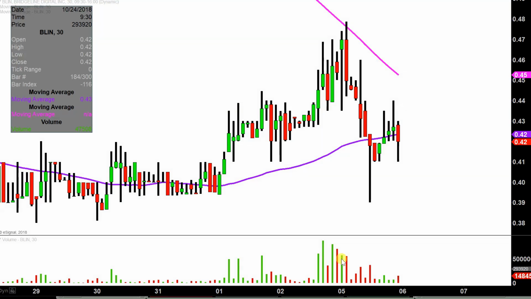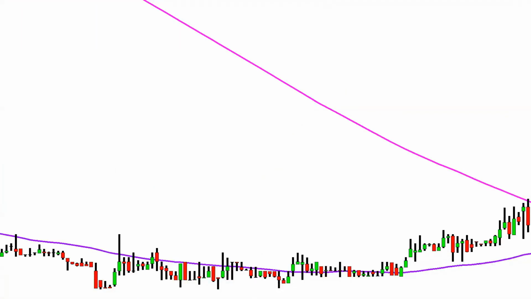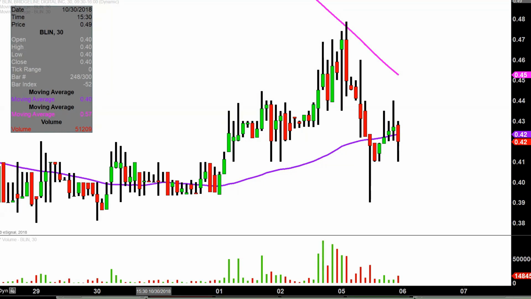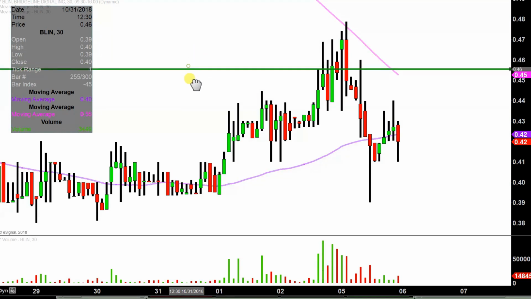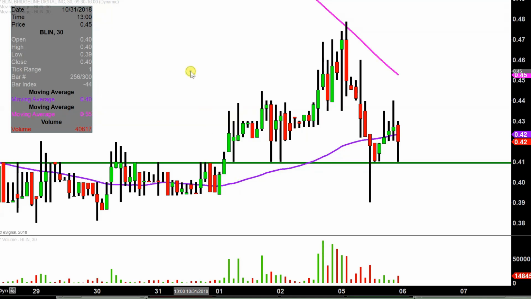Well, what I want to do here is map out an initial area to kind of keep an eye on. Sorry about that. And this is going to help dictate just exactly what's going on. And that's 41 cents. Why is 41 cents so important?